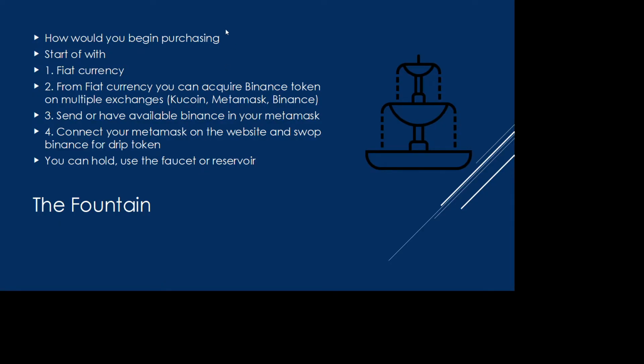Alright, how would you begin by purchasing drip? So you would need to start on the drip network site, which I'll have a link below. You need to start with fiat currency. So from fiat currency you would need to acquire the Binance token, which is BNB, and you can get this on multiple exchanges such as KuCoin, MetaMask, and Binance. What I did was I bought it on Binance and sent it to MetaMask. I just find Binance fees pretty good.